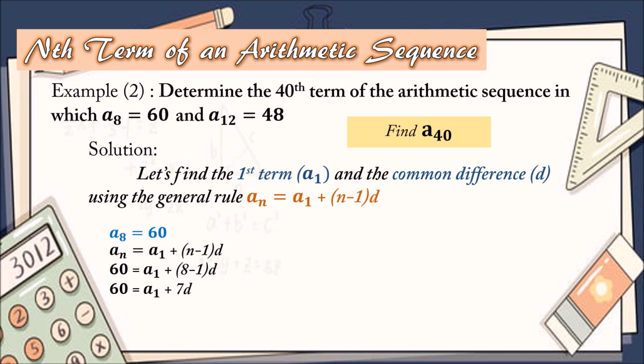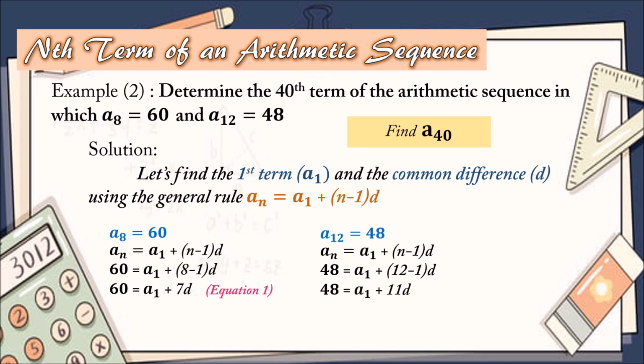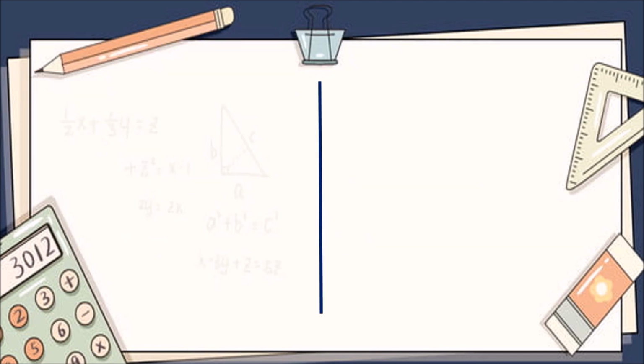To simplify, we have 60 is equal to a sub 1 plus 7d. Ito ang ating magiging equation number 1. Second given is the a sub 12 is equal to 48. Isa-substitute din natin ang given sa ating general rule form, which will be 48 is equal to a sub 1 plus 12 minus 1d. The result is 48 is equal to a sub 1 plus 11d. Ito ang ating magiging equation number 2.